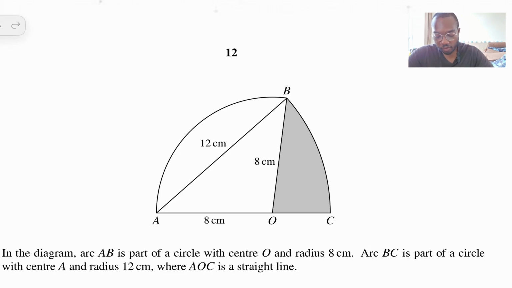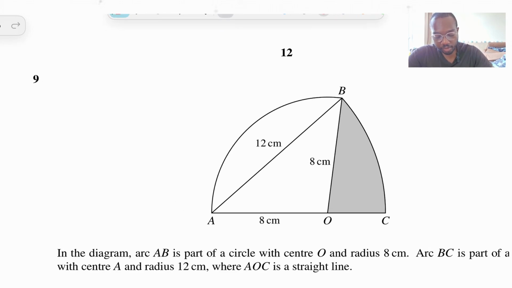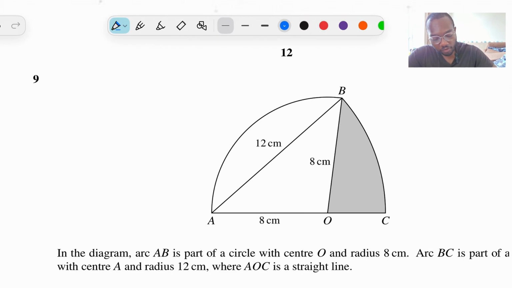So let's work out the area of the arc first, okay? So we'll do up here. We know the area of the arc BC, okay? So the area of arc BC is just going to be a half r squared theta. So that'll be a half times, what is the radius in this case? Well, of BC, the radius is 12, okay? So it'll be times 12 squared.